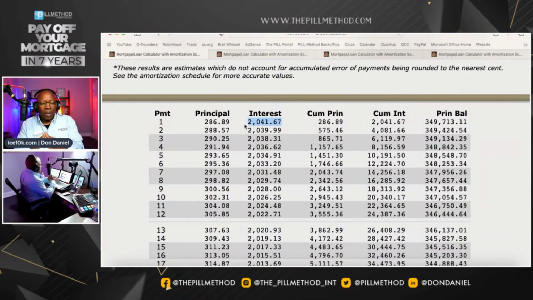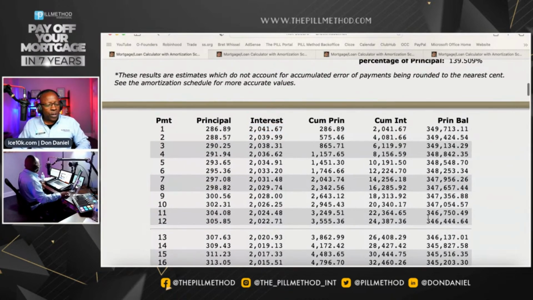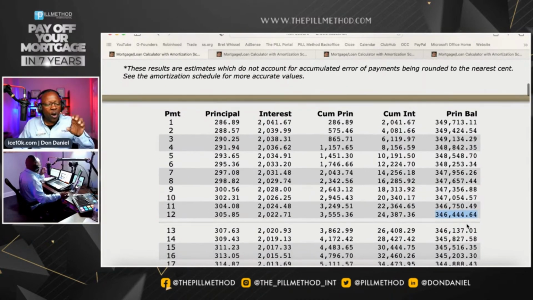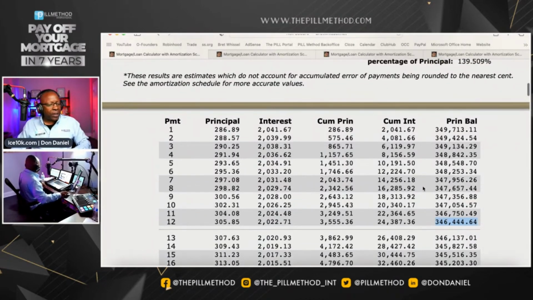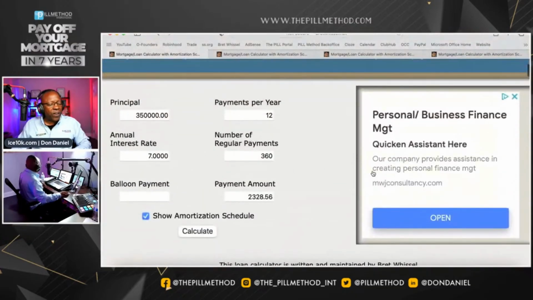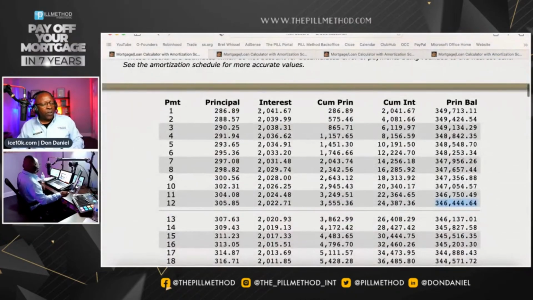And I did the same deal. I took $3,555.36. I borrowed it from myself and advanced it to this loan. I would be paid down to $346,444.64 on the principal balance. Now, folks, your interest only payment is based on the fact that you owe $350,000. This payment here, $2,041.67, is based on owing $350,000.